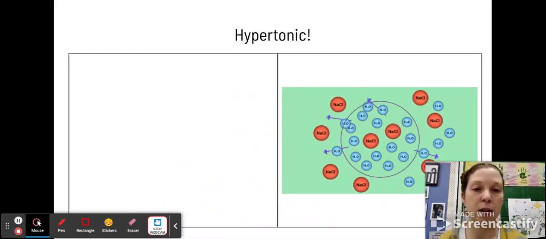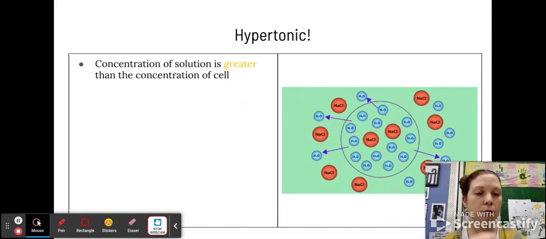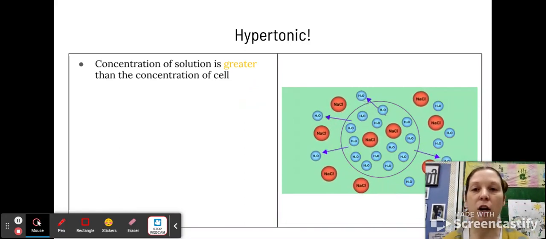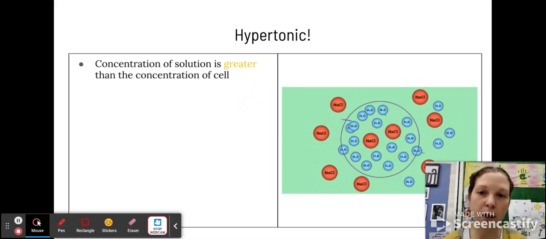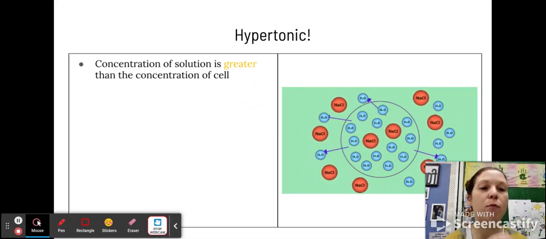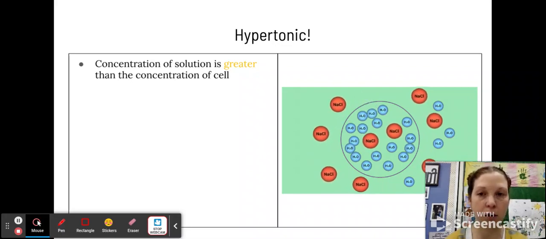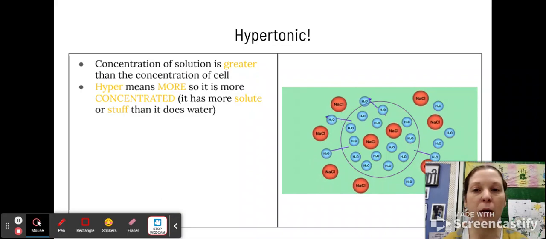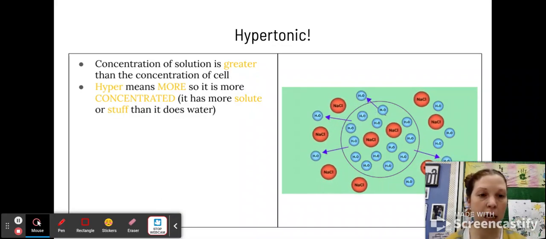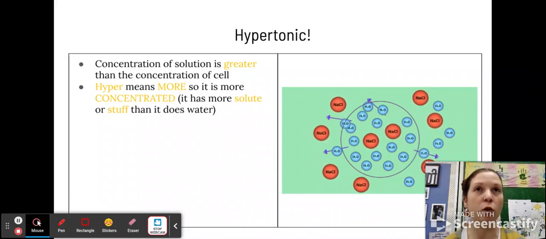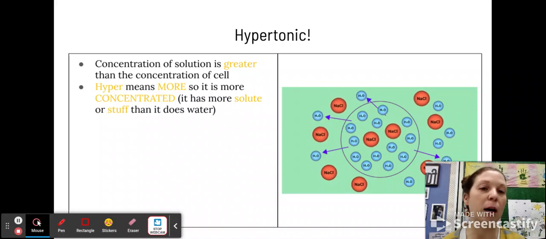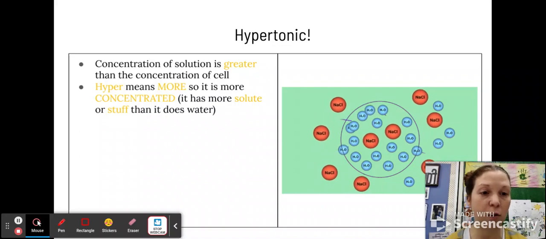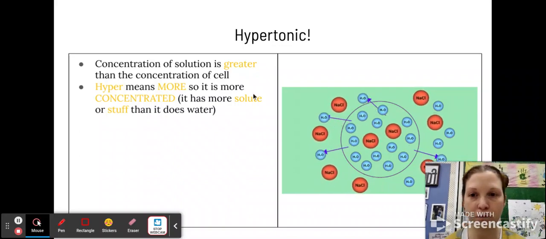Now we have hypertonic solutions or conditions. The concentration of the solution is greater than the concentration in the cell, which means they have more solute in the solution, so they have less water in the solution. Hyper means that there is more, so it's more concentrated. More concentrated means more solute in solution, okay? I don't want you to get confused. We're looking at the movement of water, but when we talk about a solution, we talk about how much stuff is dissolved in water. If you've got more stuff dissolved in the water, you have less water present.